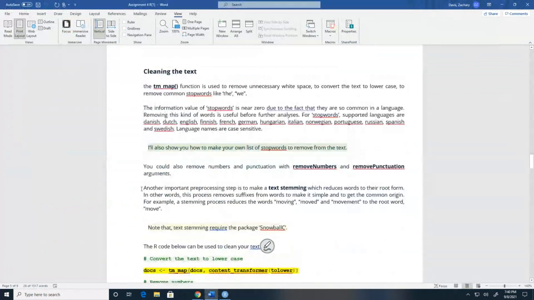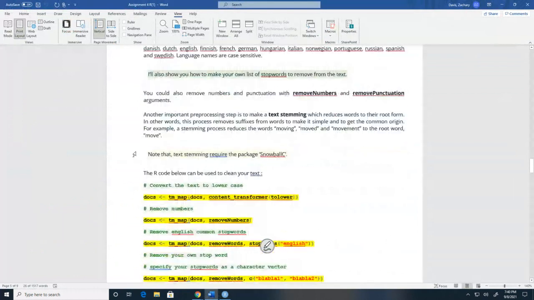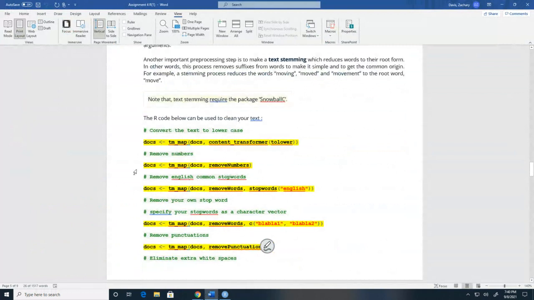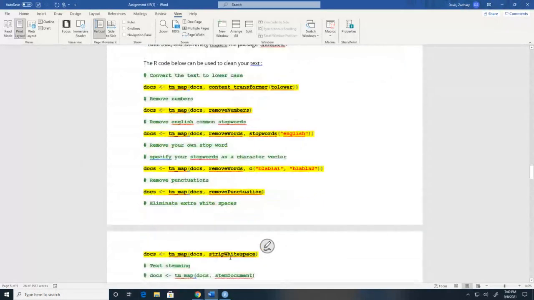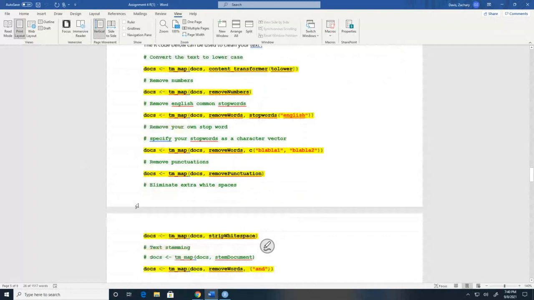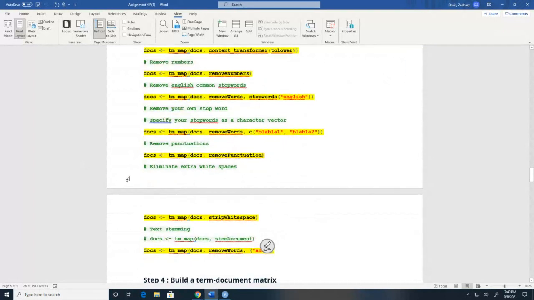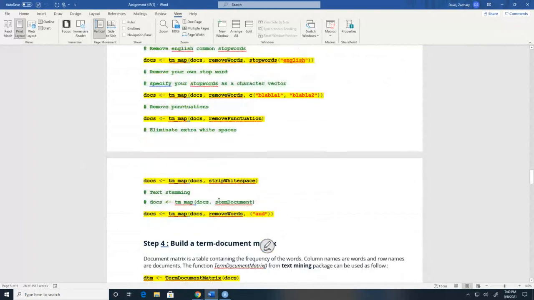Next we're going to start cleaning all the text. So we talked about the removal of stop words. We're going to use an English dictionary. It's going to remove numbers, basically anything, punctuation, excess white space. And then it's going to transform all the words into their stems so we can count steep, steeping, steeper, whatever, as one term instead of three separate terms.